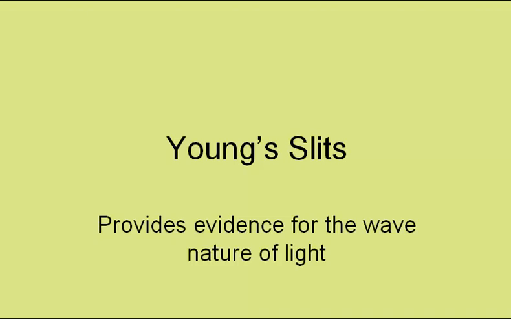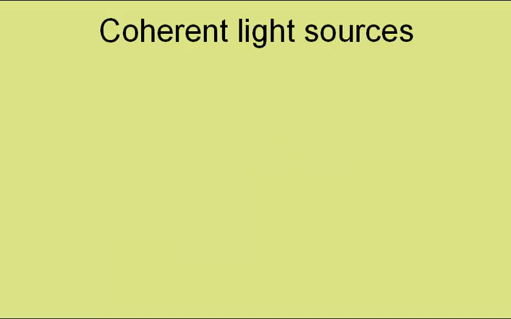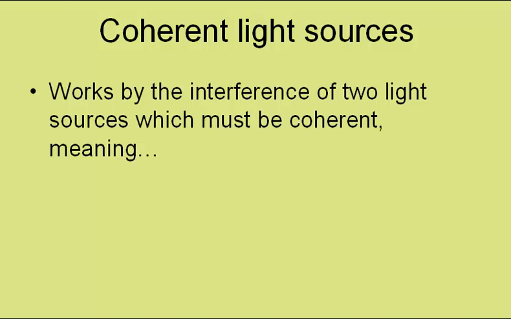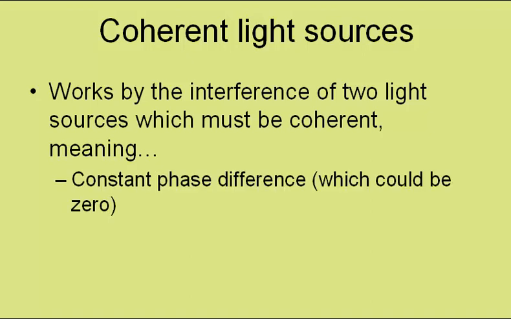Young's slits experiment. This experiment provides evidence for the wave nature of light. It requires two coherent light sources. This is because it works by the interference of the two light sources, and by coherent we mean there must be a constant phase difference. This could be zero. At A level it almost certainly will be zero.